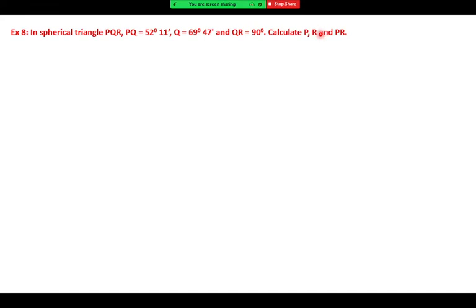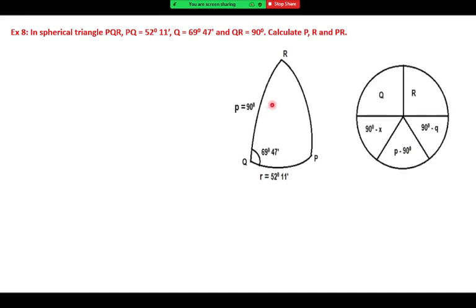Now see the diagram first. So here is the diagram we drew. We are given capital Q as 69 degree 47 minute, small p, that is QR, is given as 90 degree, small r is given, and now the question is capital P, small q and capital R. Those three things we have to calculate.